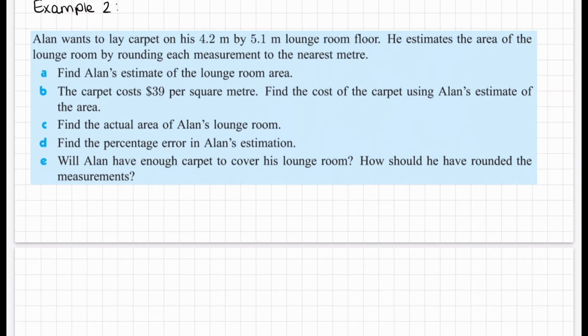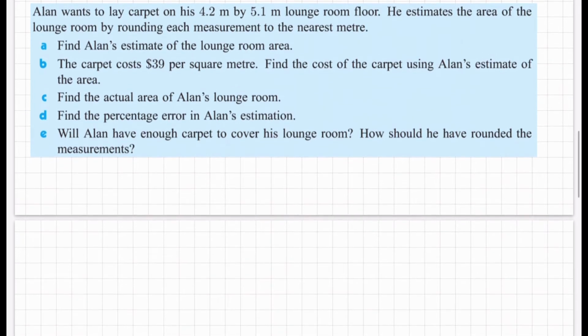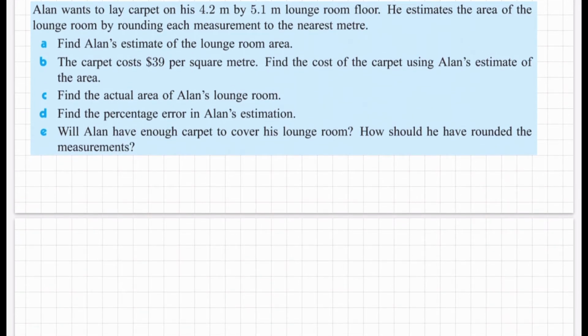Next example, a bit of a longer one. Alan wants to lay carpet on his 4.2 metres by 5.1 metre lounge room floor. He estimates the area of the lounge room by rounding each measurement to the nearest metre. Find Alan's estimate of the lounge room area. He's actually doing 4 metres and 5 metres, which means he's going to estimate the area as 4 times 5, which is 20 metres squared.